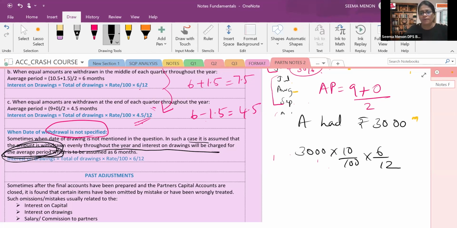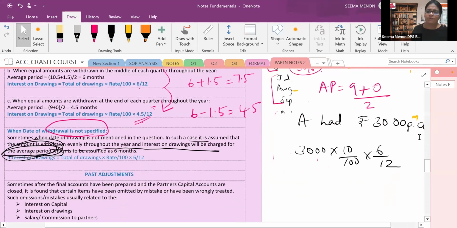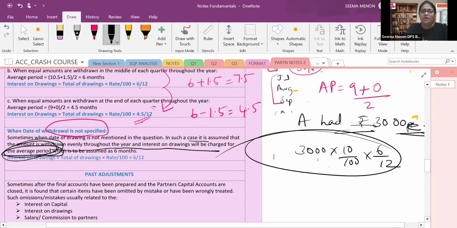कब विड्रॉ किया है तब आप क्या करेंगे एवरेज. या तो क्वेश्चन में he has withdrawn 3000 per annum word होगा then also what we will do per annum. कब है, per annum है ये, कब विड्रॉ किया वो मेंशन नहीं किया है. Per annum word is mentioned, date is not mentioned, या per annum word is also not mentioned, date is also not mentioned, in all these case you will calculate interest on drawings on an average period का मतलब है 6/12. I hope you are clear with this.